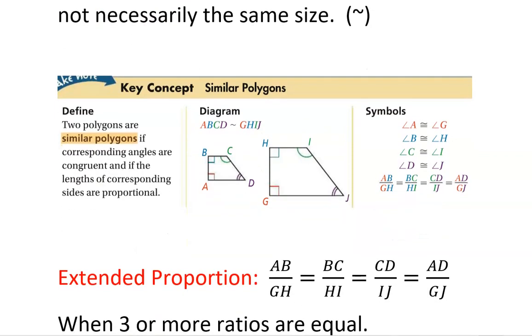So if you look at this shape, it's a quadrilateral. They have the angles marked. A and G are the same, B and H are the same, C and I are the same, D and J are the same. So you'd write all those down, and then you look to see, are all the sides proportional, or do they all form the same fraction or whole number?